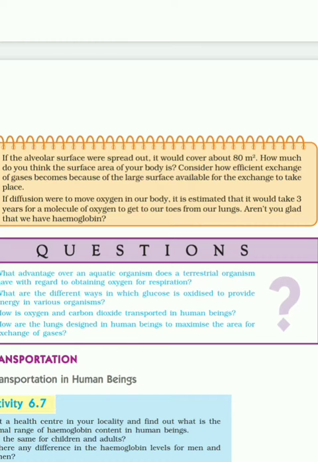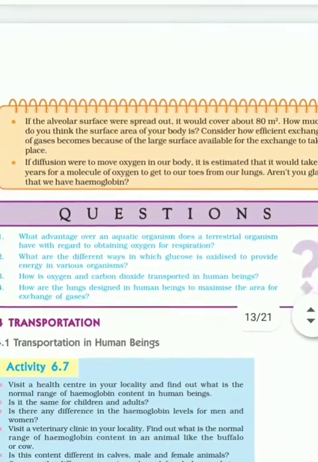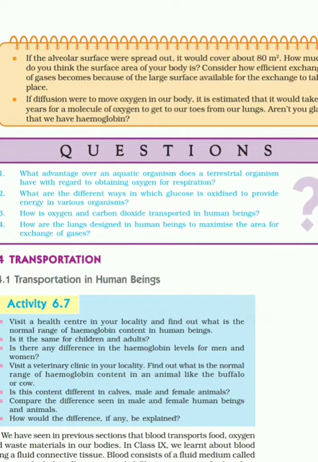Whenever there is exchange of gas, there is also some residual volume inside our lungs. And if we were dependent on diffusion for our oxygen exchange, do you know that it would take almost 3 years for a molecule of oxygen to get from our lungs to our toes. So we should be glad that we have hemoglobin inside our blood. Hemoglobin is a red colored pigment which is present in our red blood corpuscles. So let us do question answers.